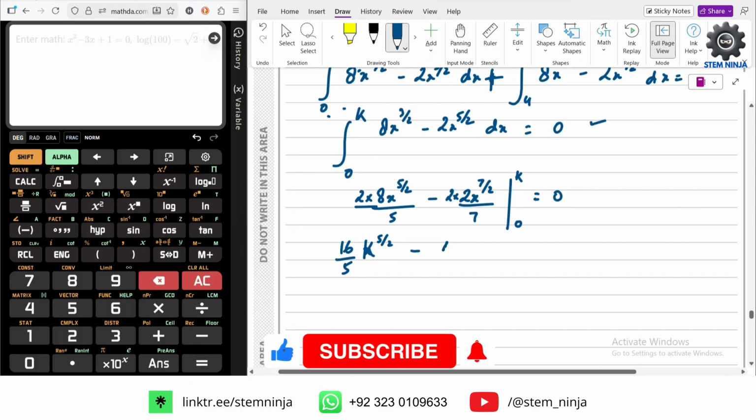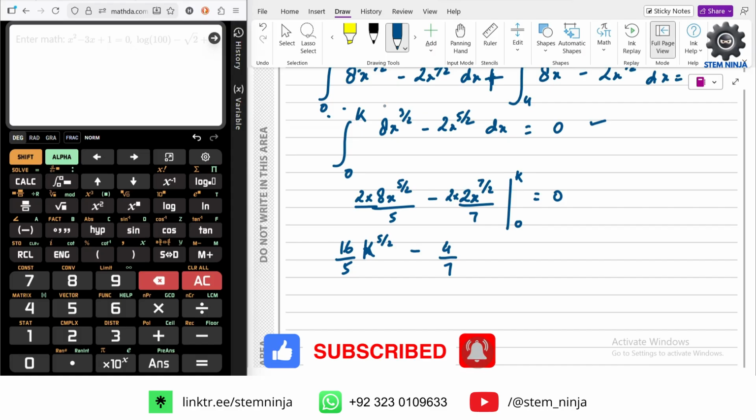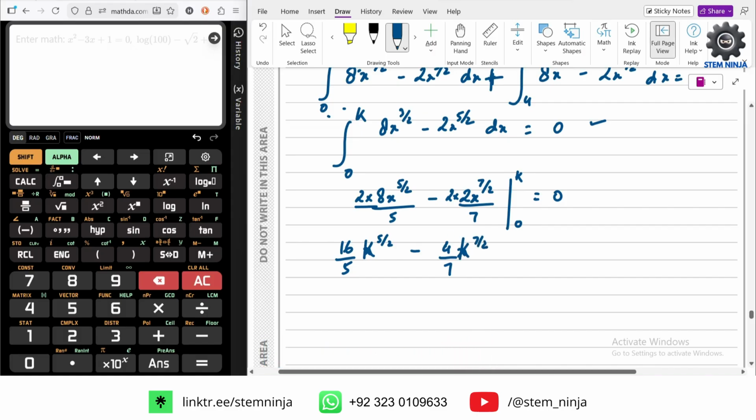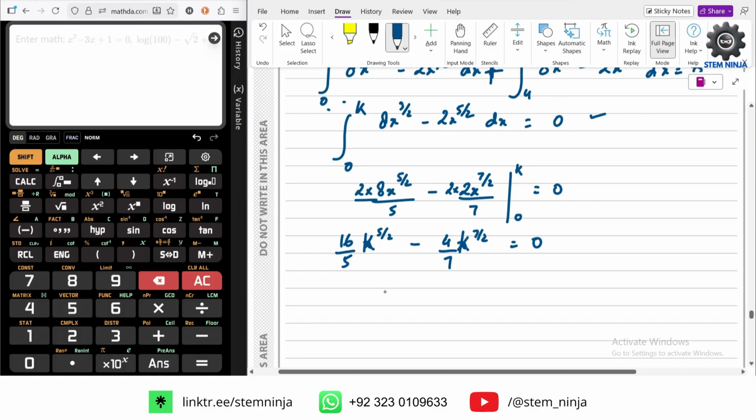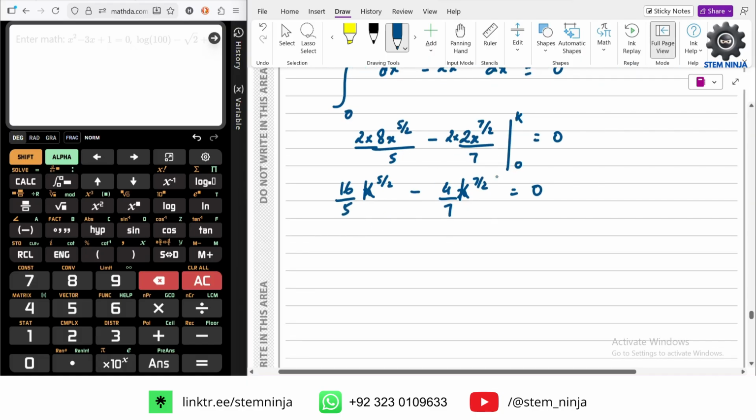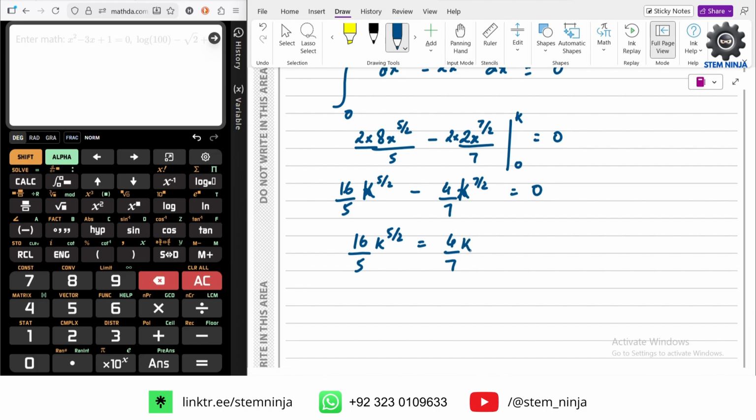4 over 7, x as a k 7 over 2 equal to 0. So now when we equate them, just simply take them on the other side. k 5 over 2 equals 4 over 7 k 7 over 2. This would mean that you have k 7 over 2 minus 5 over 2, which is just k.